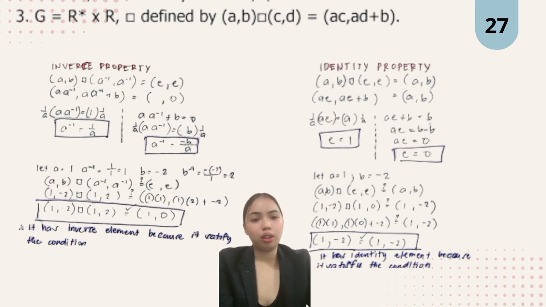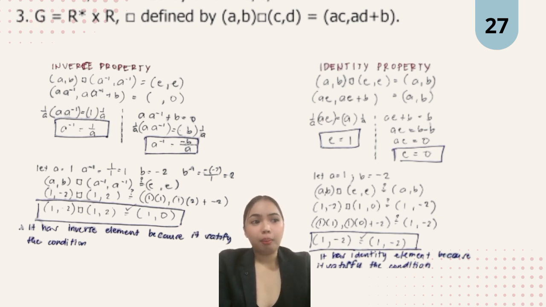We substitute the value of E. So (1, 2) times (1, 2) is equal to (1, 0). So it is an inverse property because it satisfies the condition. Next and lastly is the identity property.